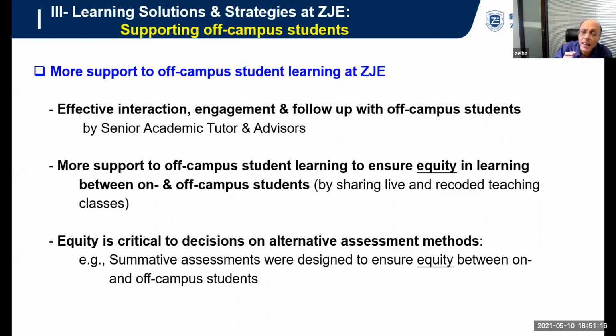Actually, equity was critical to the decision on alternative assessment because we need to ensure that on-campus and off-campus students are receiving the same quality of learning. For example, summative assessments were designed to ensure equity between on-campus and off-campus students.